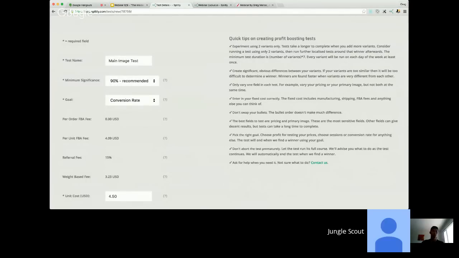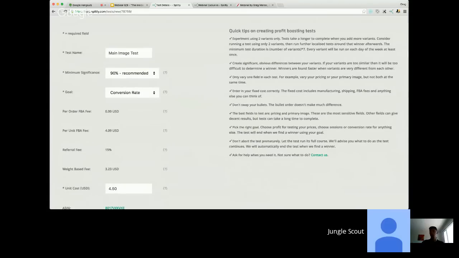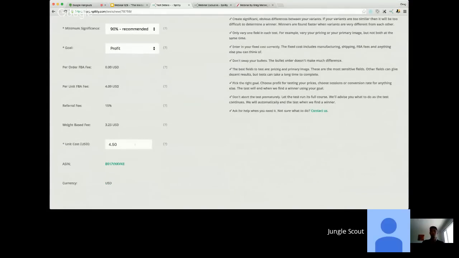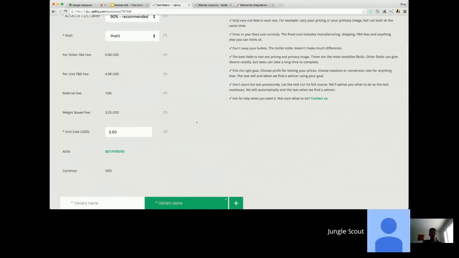For statistical significance, I'm going to keep it at 90%. This means the test would end when you're 90% sure that the change you made, or the variation you rotated, is what made the change in sales or whatever my goal is. I can set my goal for conversion rate, profit, or sessions. Sessions would just be how many times people click on your listing. So we'll do profit. This is how much my unit costs, I think it's actually $3.90. Then Splitly automatically calculates your different fees for you.